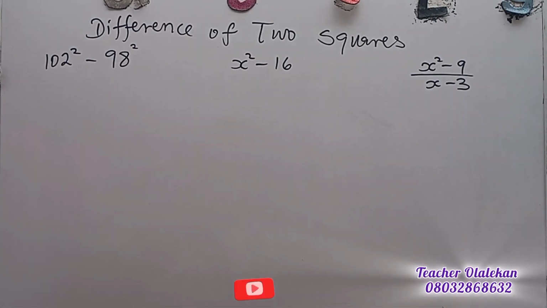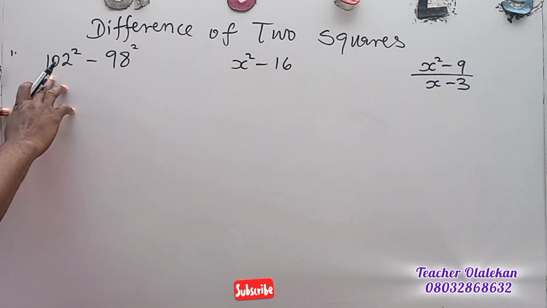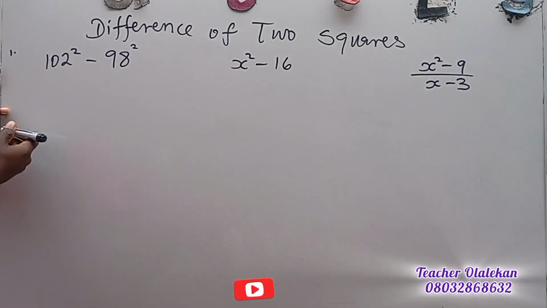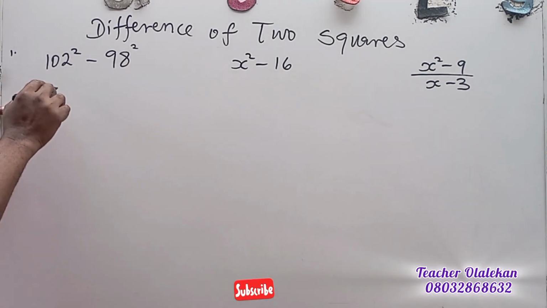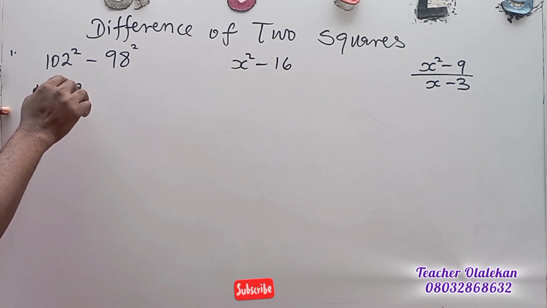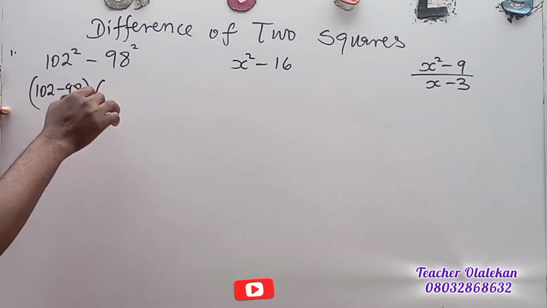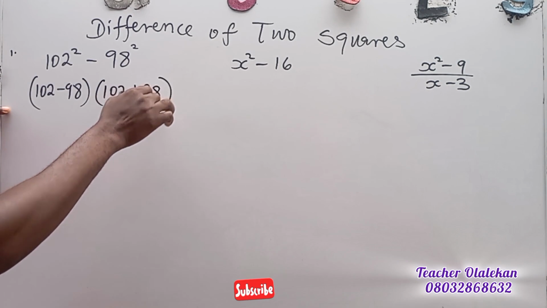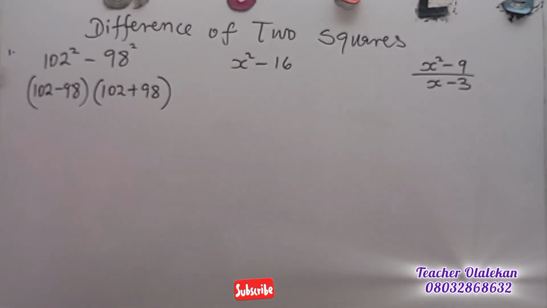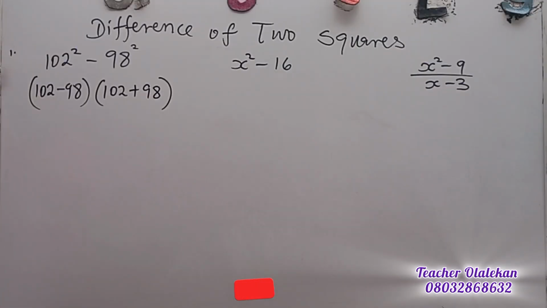So now let's do the first example. That's number 1. So we have 102 squared minus 98 squared. So we have 102 minus 98 in a bracket, multiplied by 102 plus 98 in another bracket. This is actually common in all these external exams, terminal exams like WAEC and co. You see that. Okay, now let's take away this.